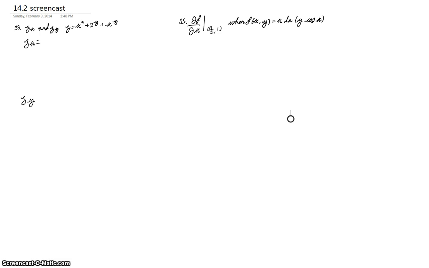For example, so for number 33, where z is x to the 7th plus 2 to the y plus x to the y. Now, what do we know? So first, we know that all of the y's are going to be what? Constant. So these are going to be constant.